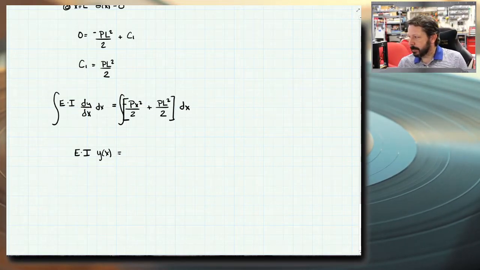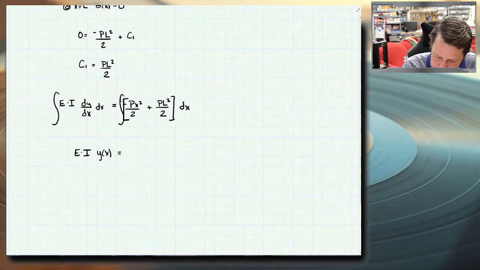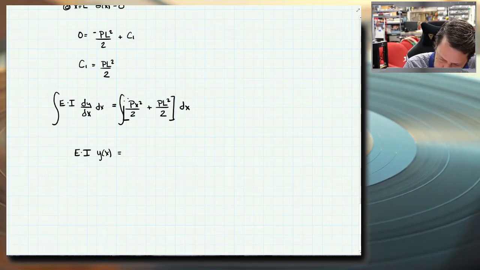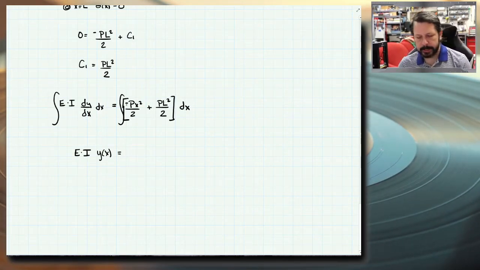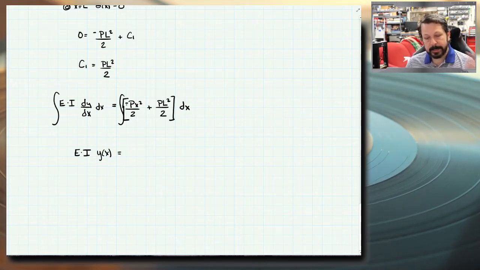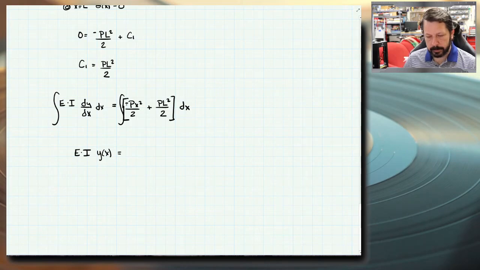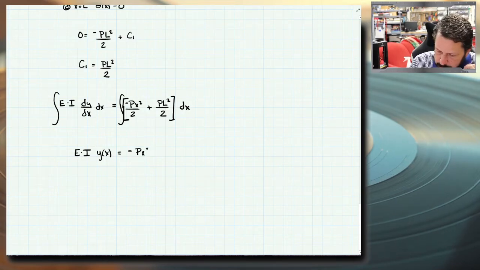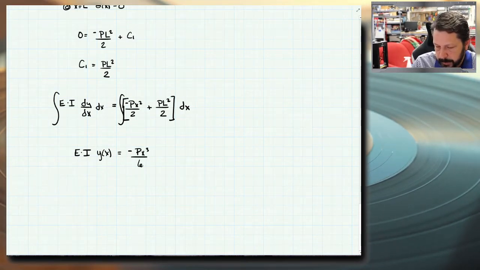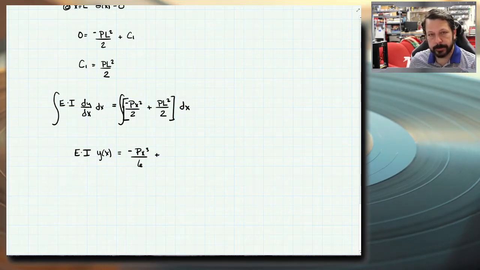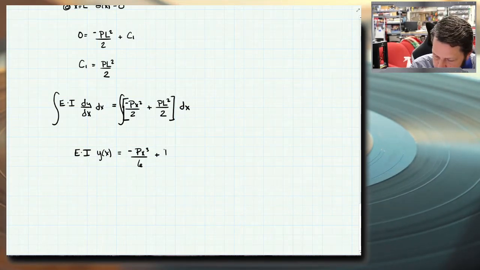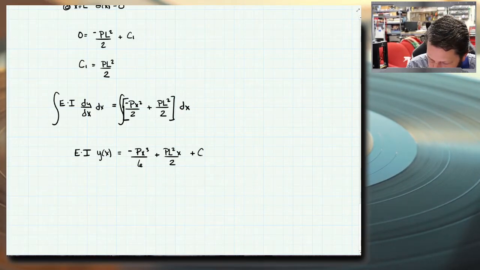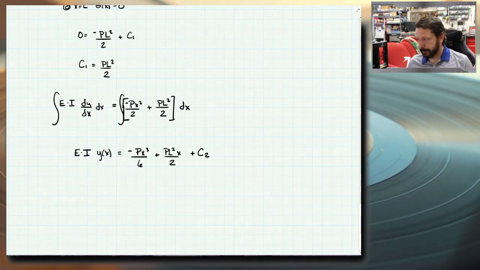On this piece, the integral of this, it kind of got cluttered up in there, didn't it? There's a negative px squared over 2. The integral of that is negative px cubed over 6, plus PL squared over 2. There's no x's in there at all. That's all a constant. So it's just PL squared x over 2 plus my second constant of integration.